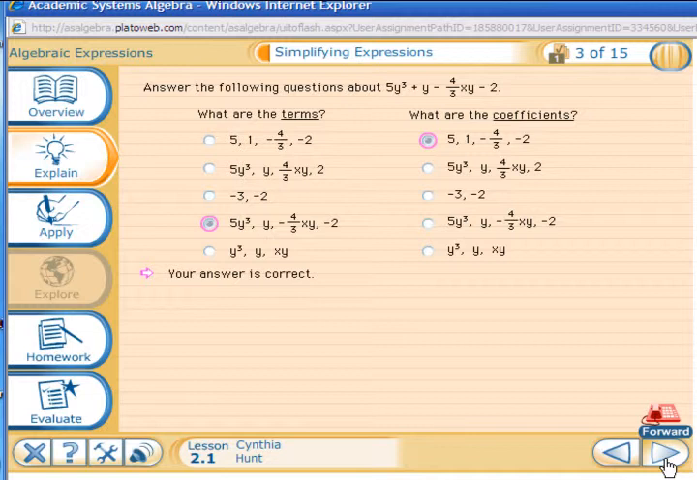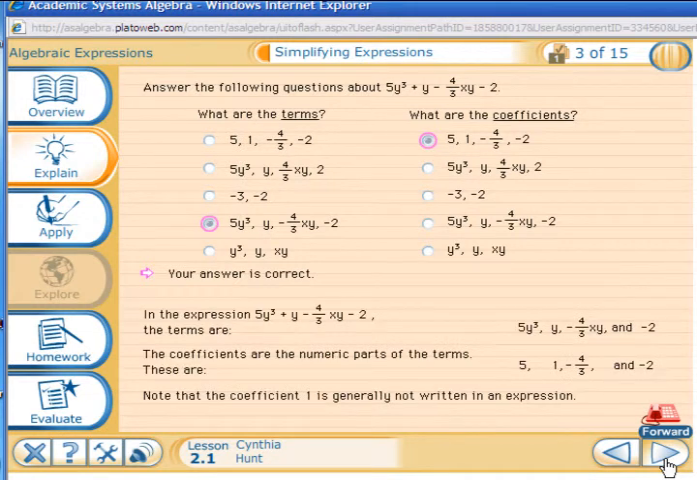Your answer is correct. In the expression 5y cubed plus y minus 4/3 xy minus 2, the terms are 5y cubed, y, negative 4/3 xy, and negative 2. The coefficients are the numeric parts of the terms. These are 5, 1, negative 4/3, and negative 2. Note that the coefficient 1 is generally not written in an expression.